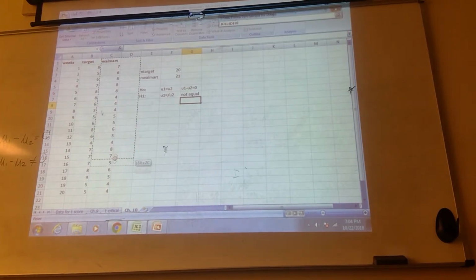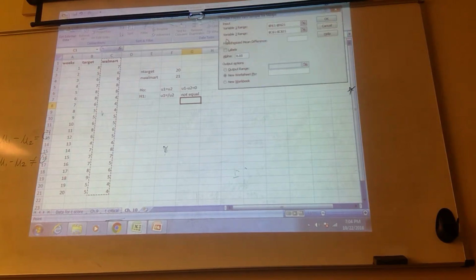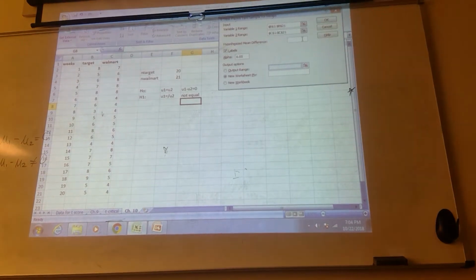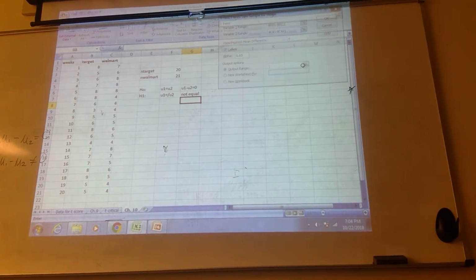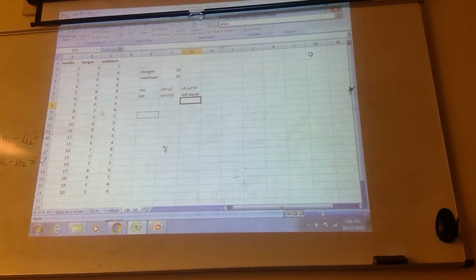Variable range 2. The labels, we included the labels. What's the hypothesized mean difference? Should be 0. So you don't have to put the variances in. The output range, I'm just going to put it right here.